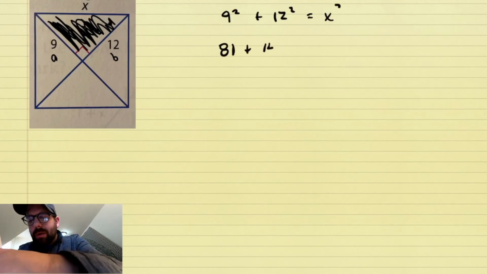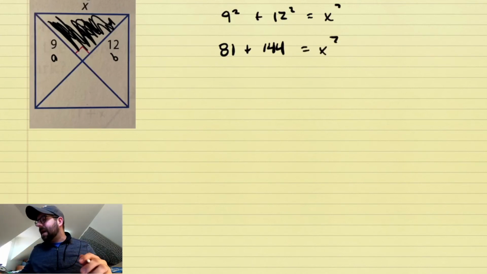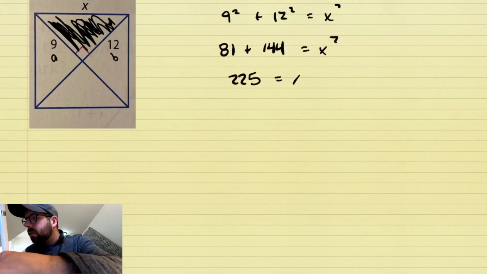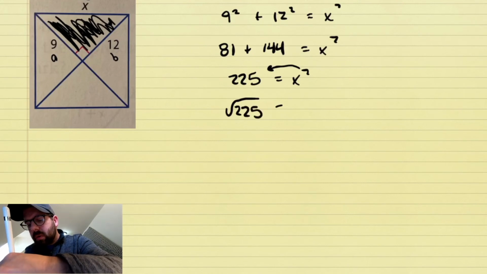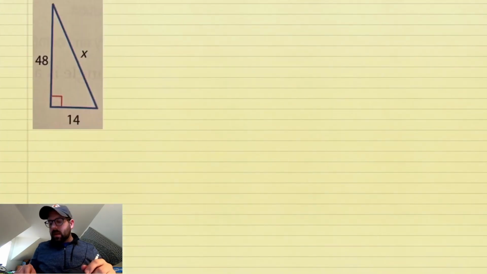I get 81 plus 144 equals x squared. If I add 81 and 144, I'm getting 225, which actually has a nice perfect square root. Square root of 225 is a nice 15. That's nice, 15 times 15. Okay, we only got a few problems left here.